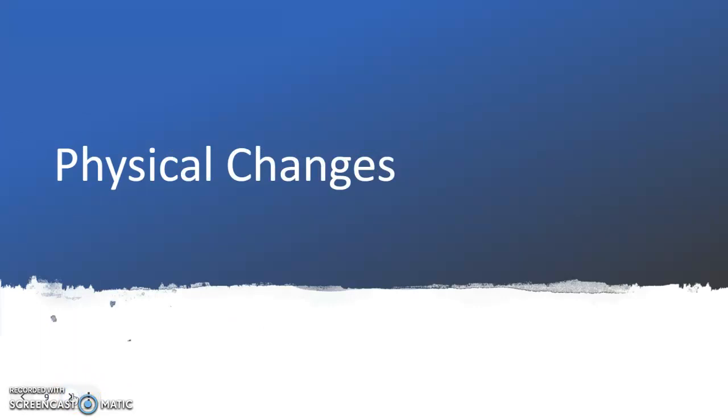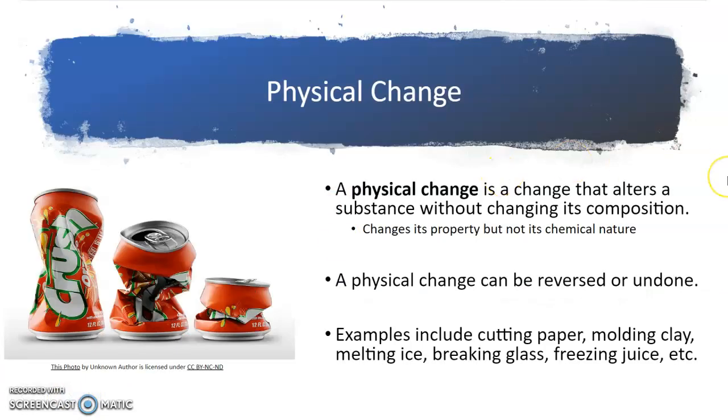All right, so let's talk about physical changes. A physical change is a change that alters a substance without changing its composition. So it can change the property, but not its chemical nature. Typically, a physical change could be reversed or undone. And examples of this include cutting paper, molding clay, melting ice, breaking glass, freezing juice, etc.